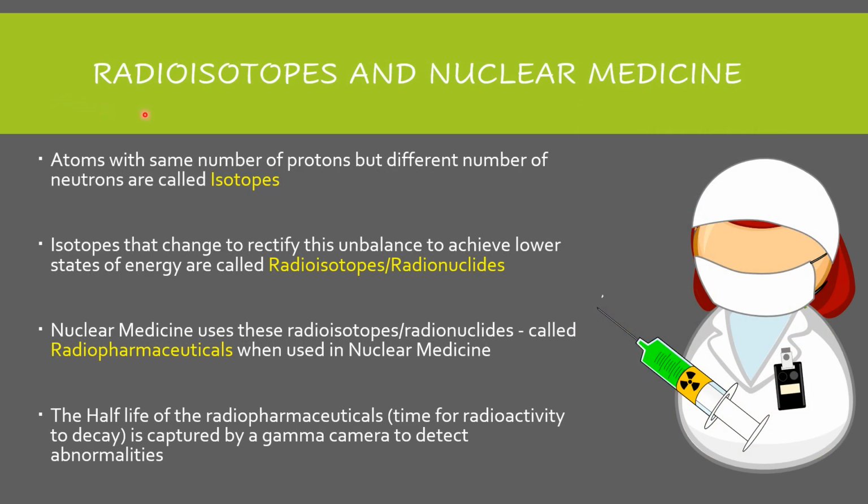Radioisotopes and nuclear medicine. Atoms with the same number of protons but different number of neutrons are called isotopes. Isotopes that change to rectify this imbalance to achieve lower states of energy are called radioisotopes or radionuclides. Nuclear medicine uses these radioisotopes, called radiopharmaceuticals when used in nuclear medicine. The half-life of the radiopharmaceutical, the time for radioactivity to decay, is captured by a gamma camera to detect abnormalities.